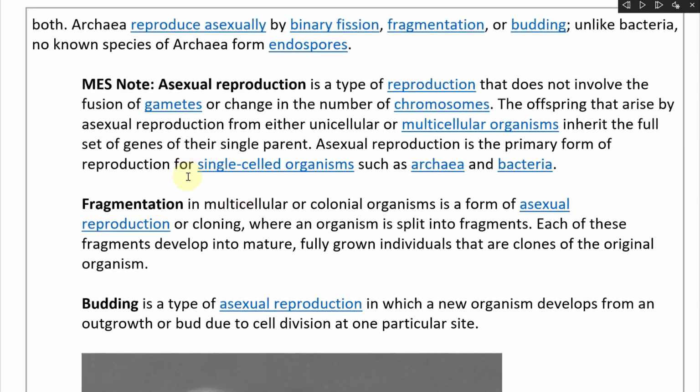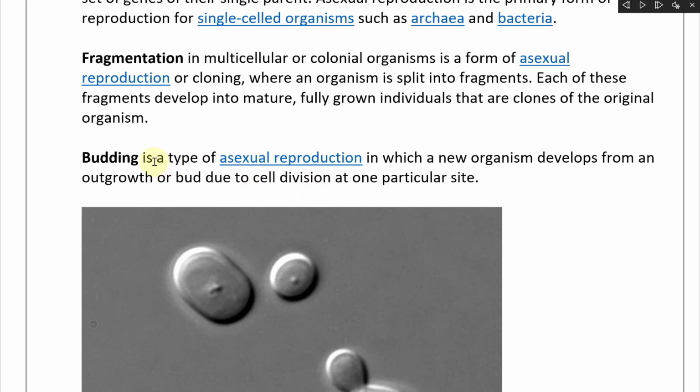All right, so fragmentation in multicellular or colonial organisms is a form of asexual reproduction, or cloning, where an organism is split into fragments. Each of these fragments develops into a mature, fully grown individual that is a clone of the original organism. So the organism is split into fragments, not just two. Each of these fragments develops into a mature, fully grown individual.